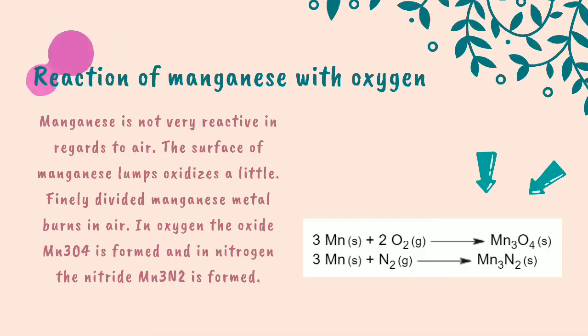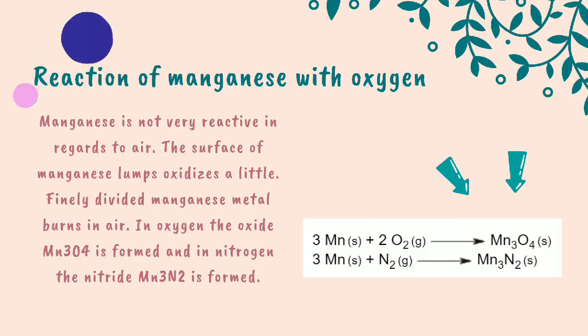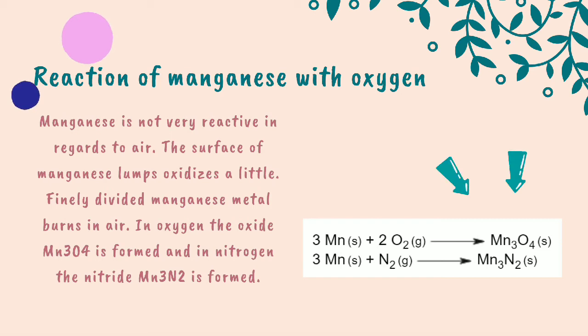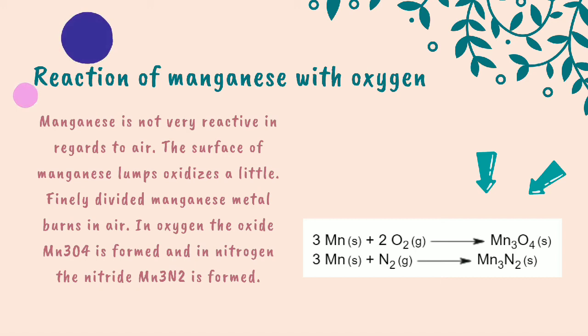Second is the reaction of manganese with oxygen. Manganese is not very reactive in regard to air. The surface of manganese lumps oxidizes a little, and finely divided manganese metal burns in air. As you can see in the chemical equation over here, the oxide Mn3O4 is formed and the nitride Mn3N2 is formed.